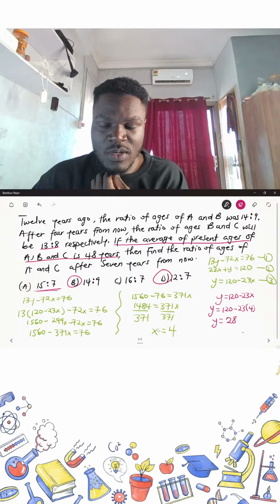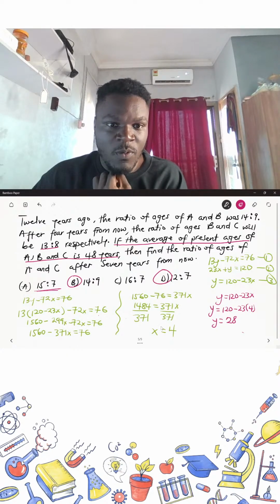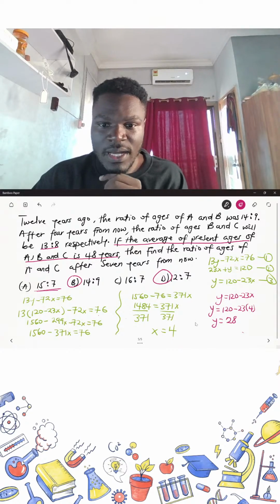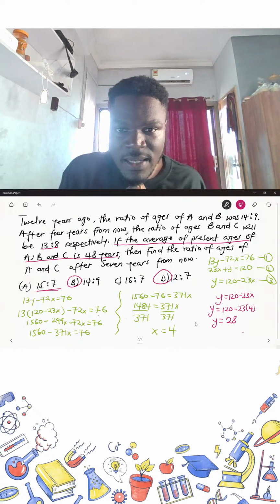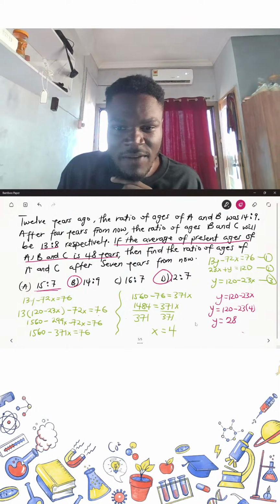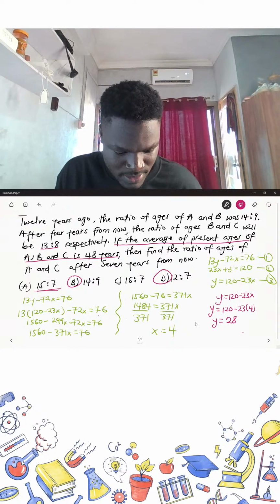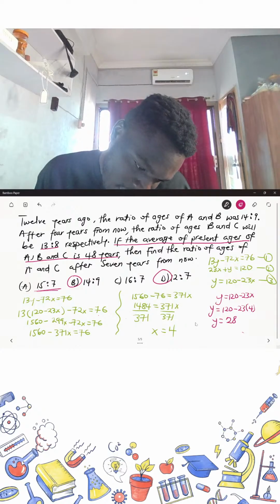So mind you, the x is for both A and B, and then the y is for C. Are you okay? So the question is now saying: find the ratio of the ages of A and C after 7 years from now. Okay, so let's go ahead and look at that.